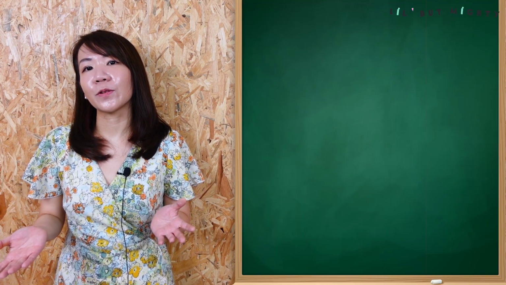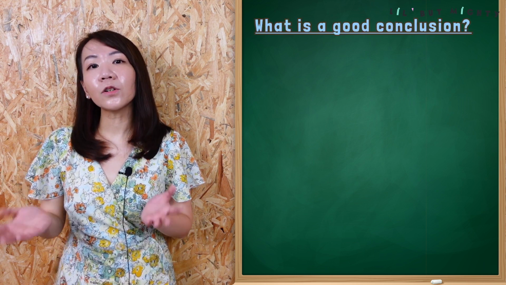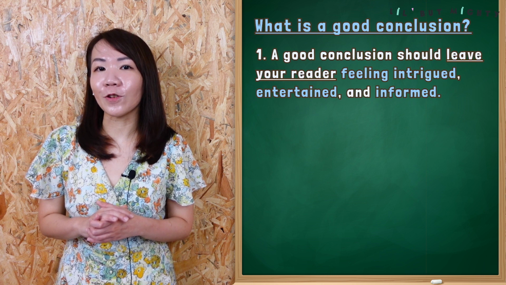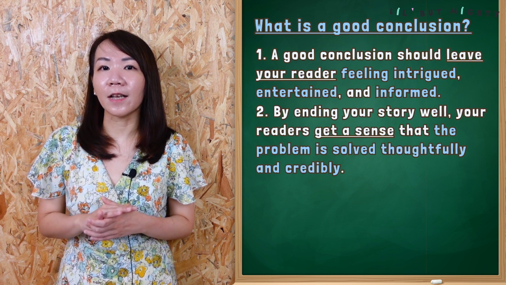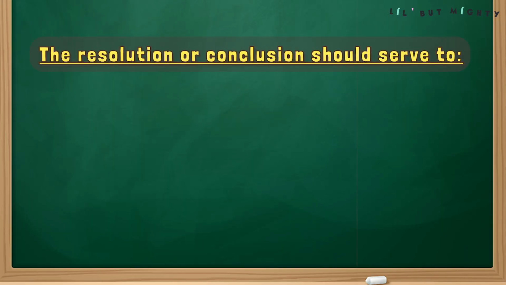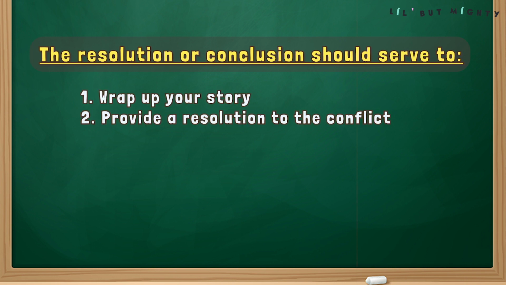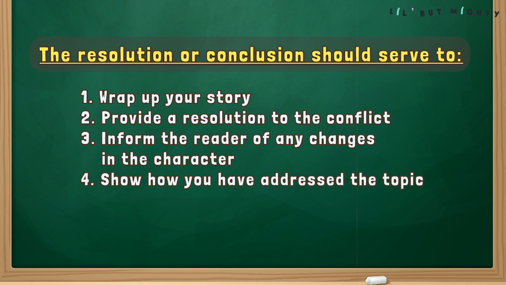Before I introduce the 3 strategies, let's define what a good conclusion is. A good conclusion should leave your readers intrigued, entertained, and informed. By ending your story well, your readers get a sense that the problem is solved thoughtfully and credibly. The resolution or conclusion should serve to wrap up your story, provide a resolution to the conflict, inform the reader of any changes in the character, show how you have addressed the topic.